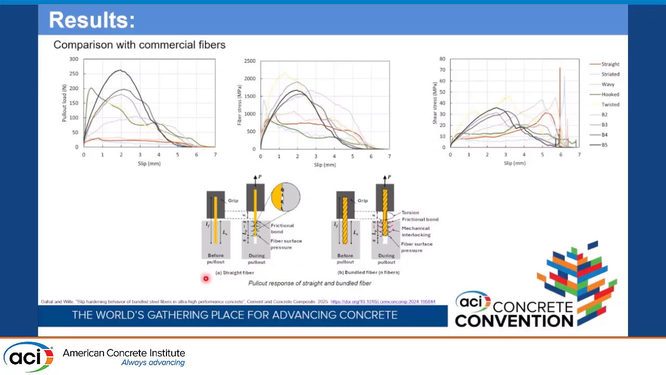In case of the straight fiber, the only forces that resist the pull-out load are the frictional bond between the fiber and the matrix and the fiber surface pressure exerted by the matrix on the fiber. Whereas in case of the bundle fiber, in addition to those two forces, we also have the mechanical interlocking between the fiber and the matrix and the torsional bond between the fiber and the matrix. And also there is the sequential debonding of bundle fiber, which further adds to the resistance. So the load slip relation of the bundle fiber is higher than that of the other fibers.